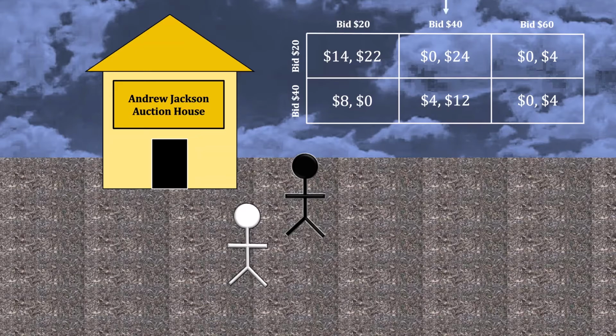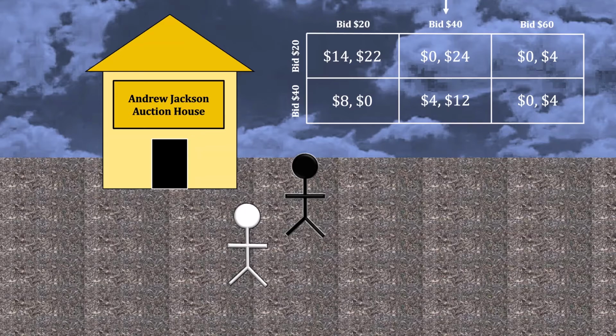Check out your opponent's $40 bid strategy. No matter what you do, your opponent is best off by bidding $40. For example, if you were to bid $20, then they would receive $24 by bidding $40. That is better than the $22 that they would receive by bidding $20, or the $4 that they would receive by bidding $60.